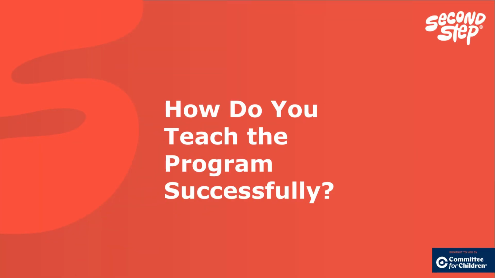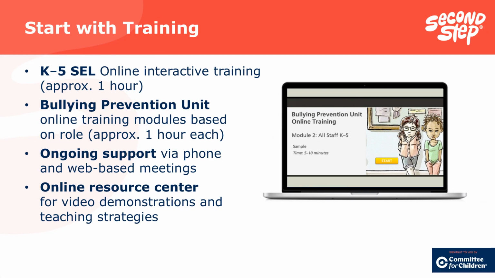So what does it mean to teach the program successfully? Well, first of all, start with the training, and we recognize how important training is here, and so we build it into our programs. It is included in the purchase of the kits. With the Second Step SEL program, it is all online and available to you through secondstep.org, and it takes about 1 hour for the SEL training. And then the Bullying Prevention Unit is a little more comprehensive because of the mandated reporter and policies and procedures around it. We provide a bit more of an in-depth look in the next slide here, but there are 3 modules, and each module takes about 1 hour each for that online training, which is again available on secondstep.org.